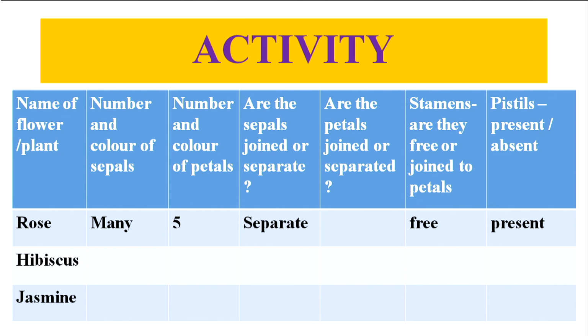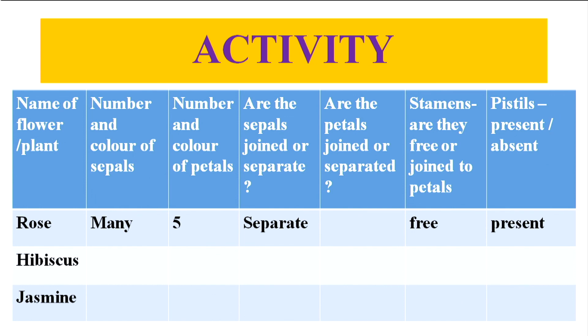Are the sepals joined or separate? In the rose flower they are separate. Are the petals joined or separate? Here you don't find them joined. And the stamens, the male reproductive part, are free. Pistils, the female part, is present or not.